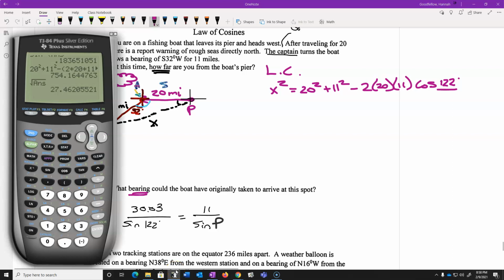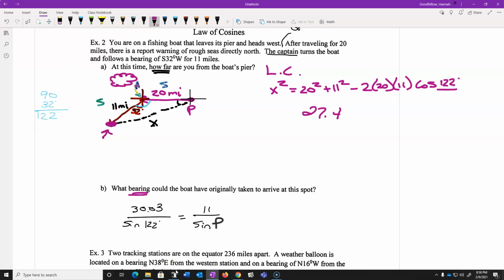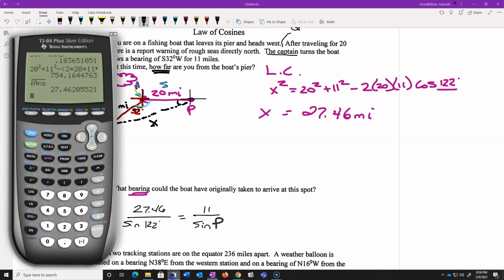27.46 is what it should have been. So 27.46 miles is what's going on there. Sorry about that, guys. Which would change this question down here. And I'm going to put that that's 27.46. And now I can start recalculating my question again.